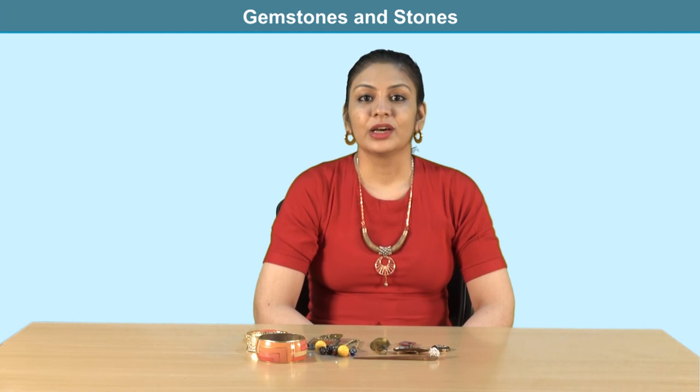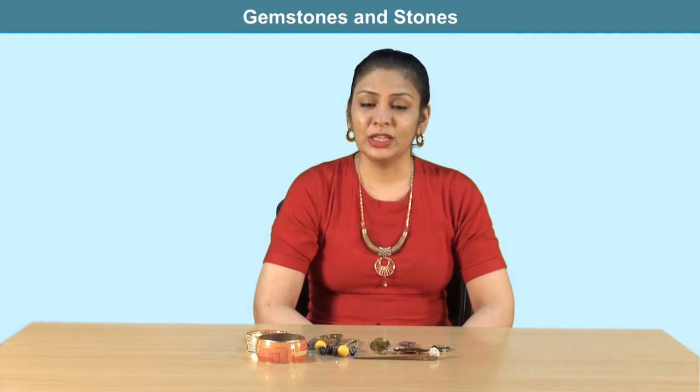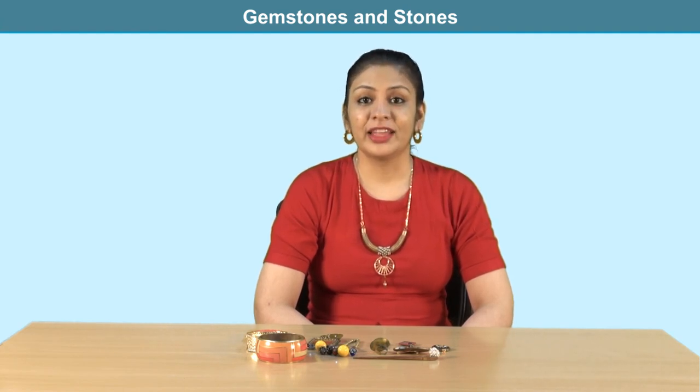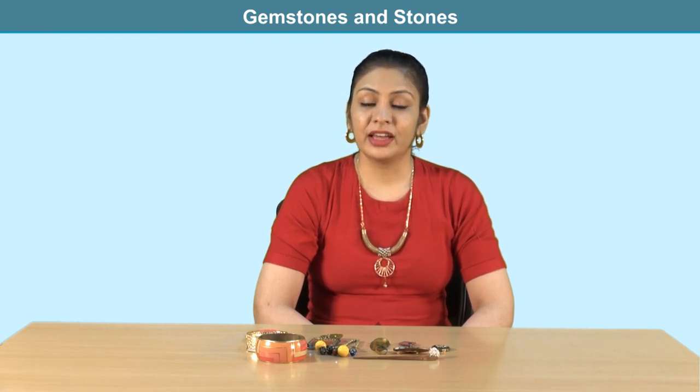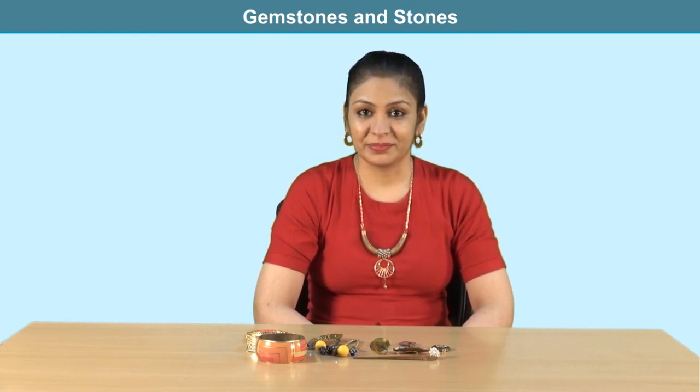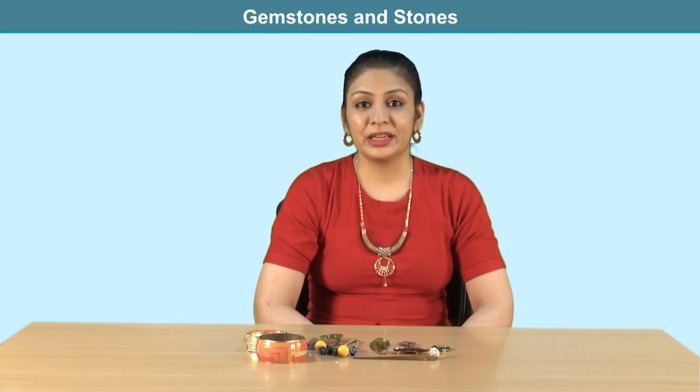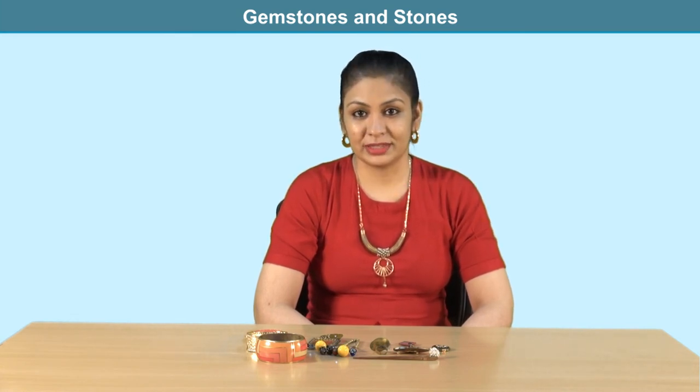In India, we use gemstones for not just their color and beauty, but also because we believe that they have other properties. Navratna rings are very famous in India. Each of these nine stones are believed to correspond to nine planets and said to bring in favorable influences.